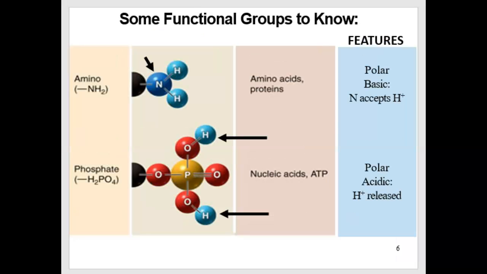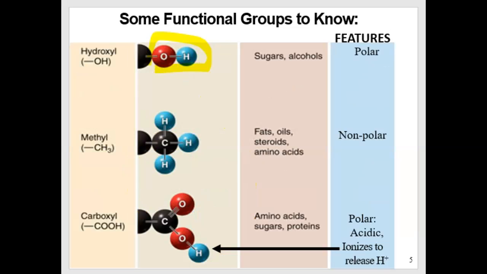And on the next slide, amino acids have this amine group, and nucleic acids have a phosphate group. So what we're going to do first is we're just going to look at functional groups, and I'll point out what's the most helpful for you to become aware of, and then we'll do a little activity.